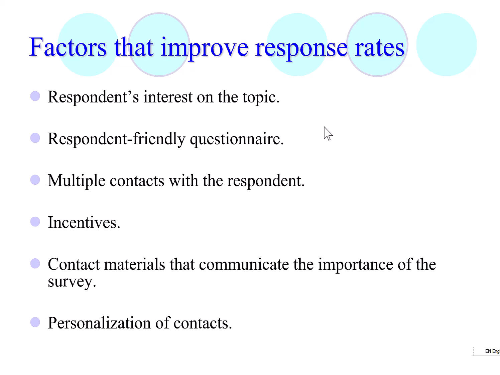Dr. Don Dillman performed hundreds of experiments about factors that optimize survey response rates, and he found that these are the factors that are most important: salience of the topic to the respondent, the ease of questionnaire navigation, multiple contacts with the respondent of different types, incentives, and he looked at multiple ways of giving incentives, the contact materials that communicate the importance of the survey, and personalization. In the next slides, I will discuss in detail this practice.